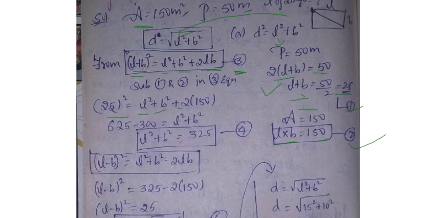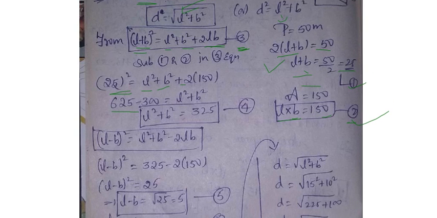What did we get in the second equation? 150. Now do the simplification. 25 square is 625 minus 150 into 2, which is 300. I have sent it to the other side. Plus goes to the other side, it will become minus. If minus goes to the other side, it will become plus. That is equal to L square plus B square. What did we get? L square plus B square is 625 minus 300, that is 325. Put it as the fourth equation.